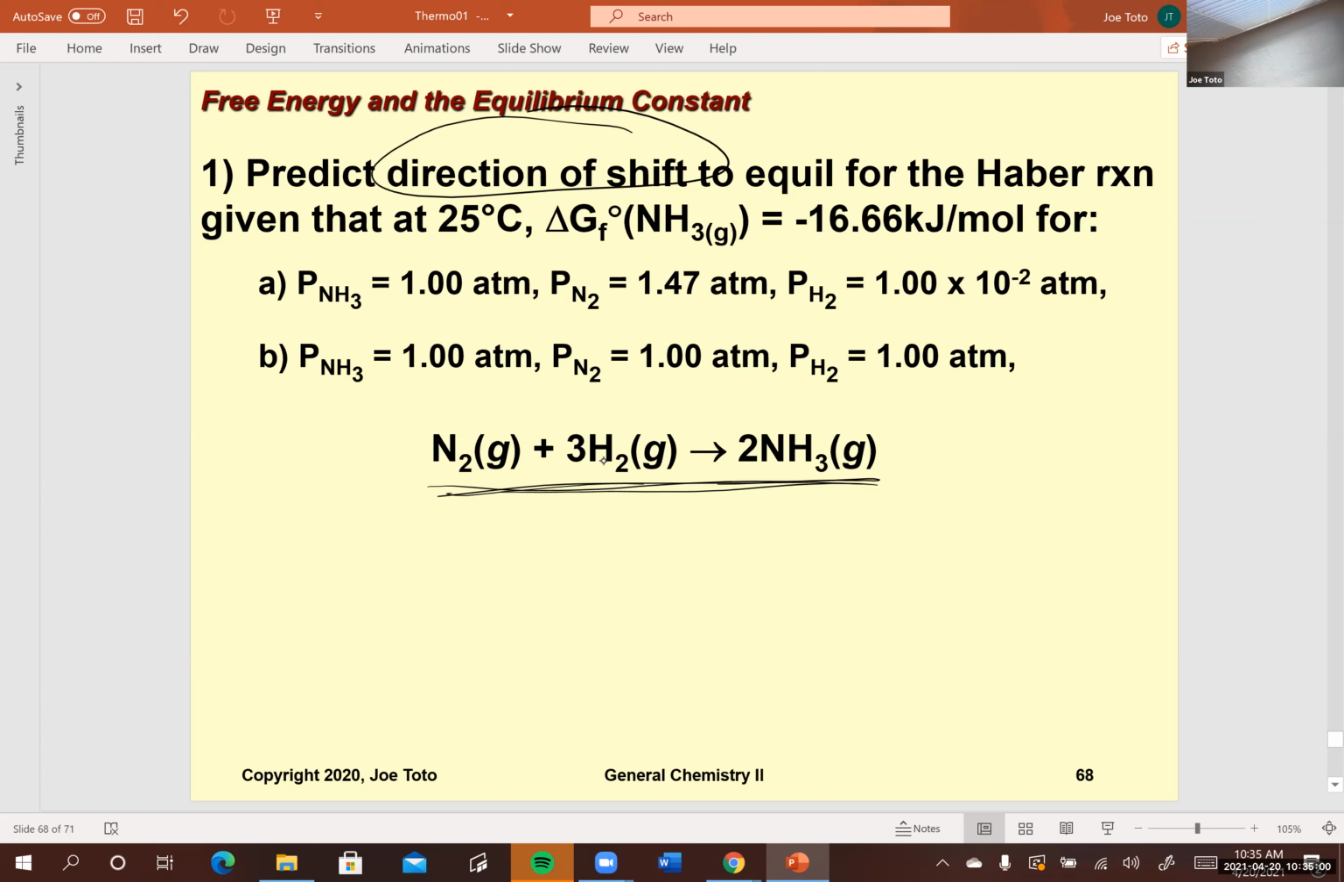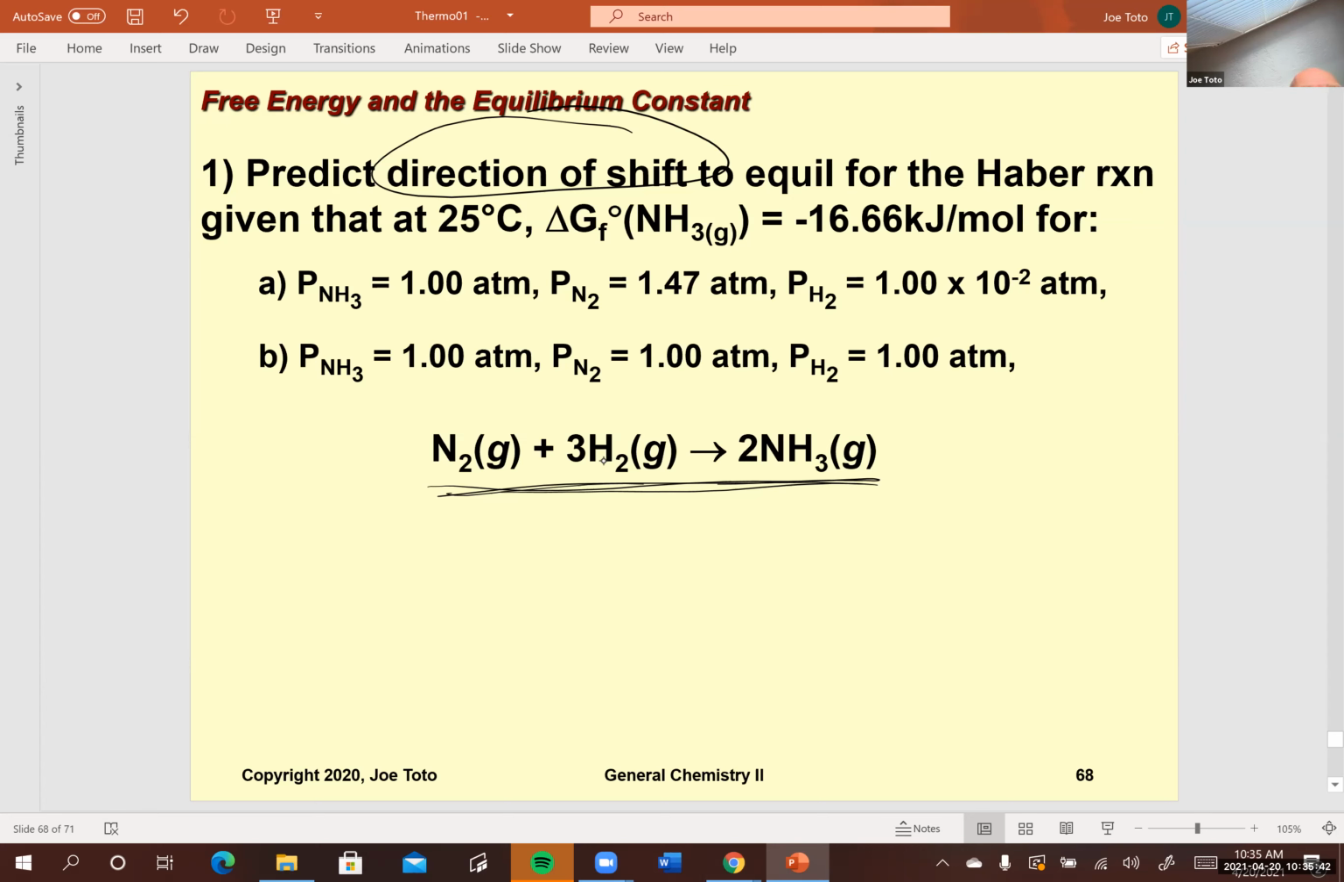Is it delta H? Is it delta S? Or is it delta G? Delta G. Yeah, and once I calculate delta G, how am I going to know which way this reaction shifts? If it's a negative delta G, it's spontaneous, so it'll shift to the right, and vice versa. Awesome. So that's what we need to calculate, right? We need to calculate delta G.